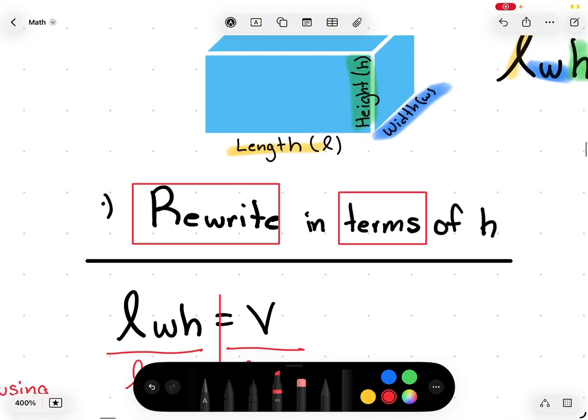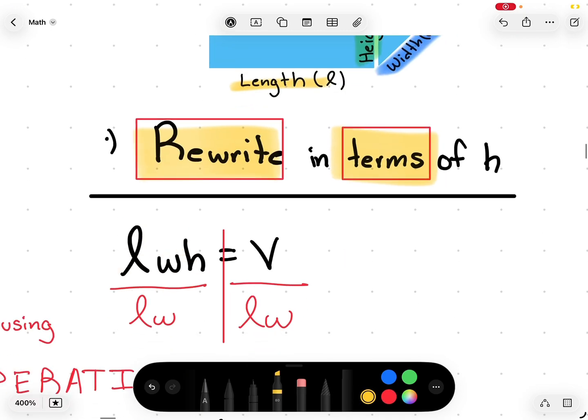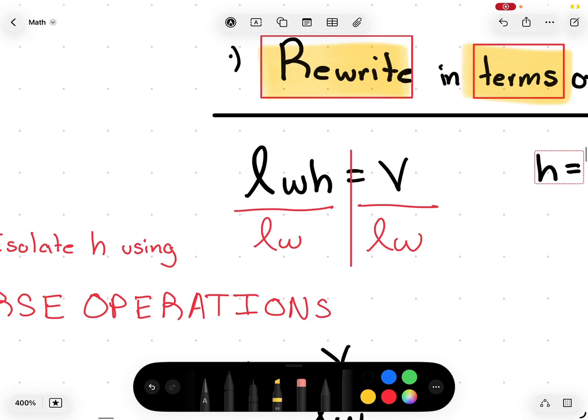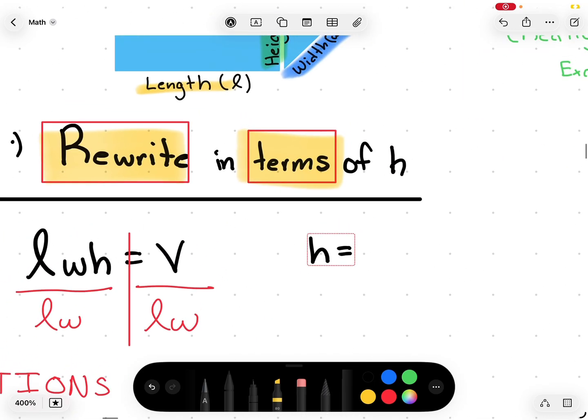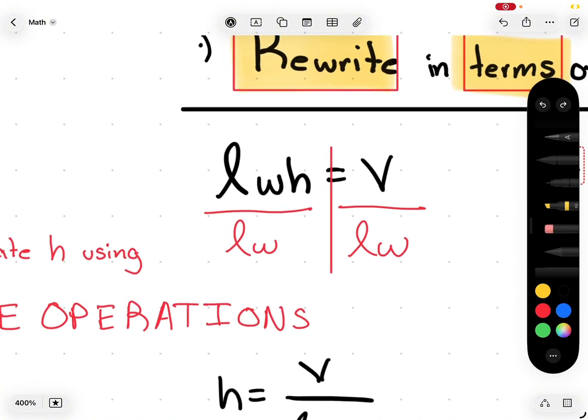Our first question is to rewrite in terms of h. Again, with the keywords rewrite and terms, we have to take this formula and rewrite it so that it turns into h equals. Rewriting in terms of h means making h equal to the equation. So this is the original equation. We know this because it was said up here. Length times width times height is equal to volume.